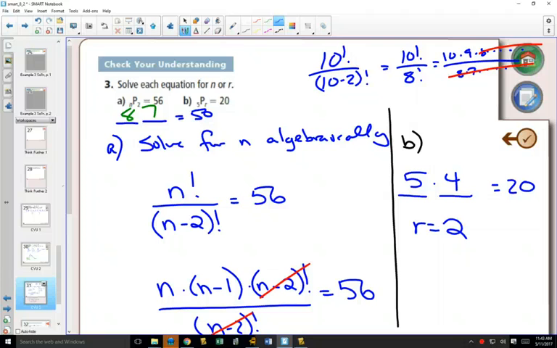So, question is, for homework, is number 10, and just 10A I want you to do algebraically. A for algebraic. The rest you can do whatever technique works for you to figure it out.